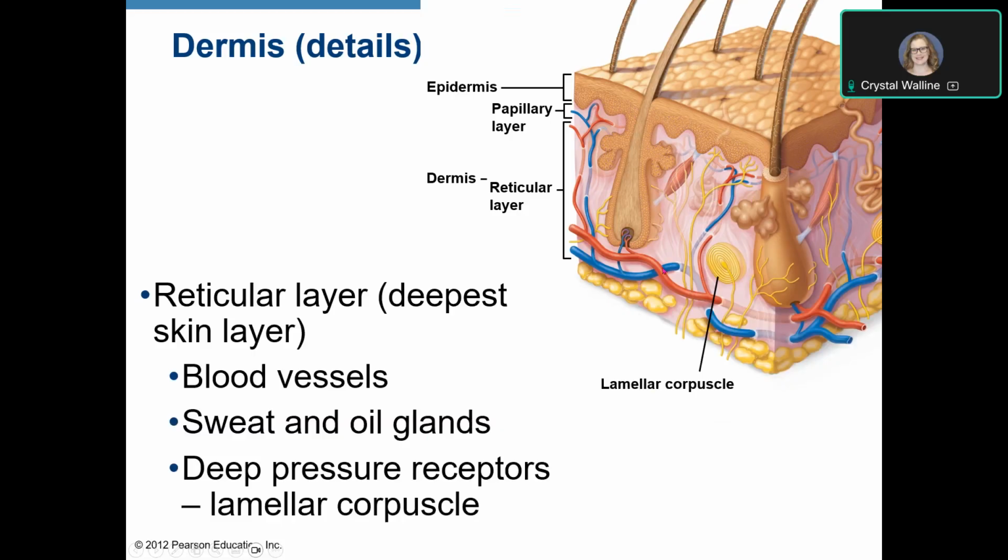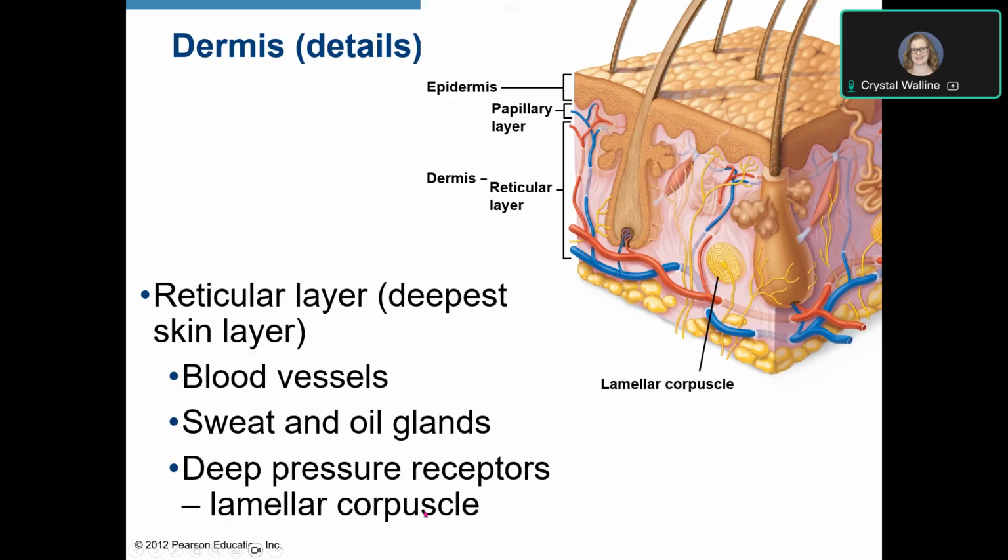The second layer of the dermis is the reticular layer. And in the reticular layer, you find many different structures: larger vessels, flattened oil glands, and deep pressure receptors that are called lamellar corpuscles, and they're also known as Pacinian corpuscles. They're described as lamellar corpuscles because they have this shape where there are a lot of concentric rings in them, and concentric rings are known as lamella. We'll see this term again when we get to the skeletal system.